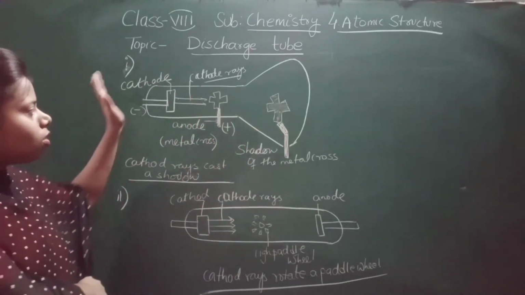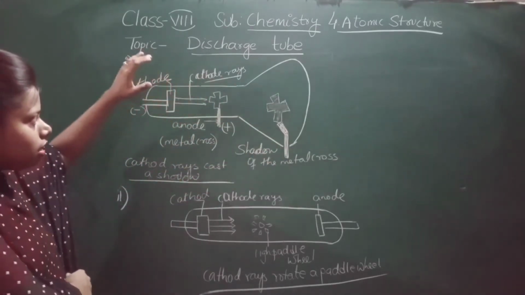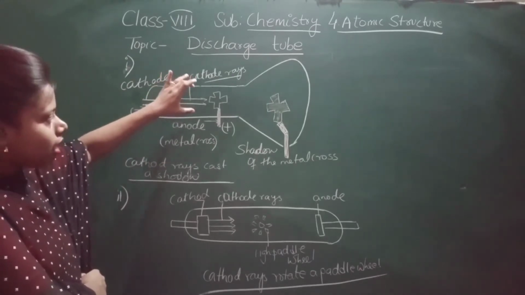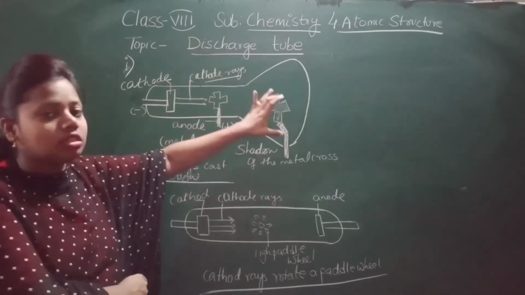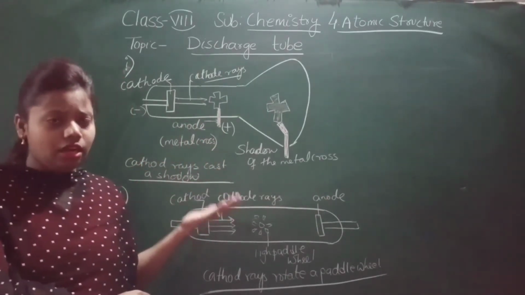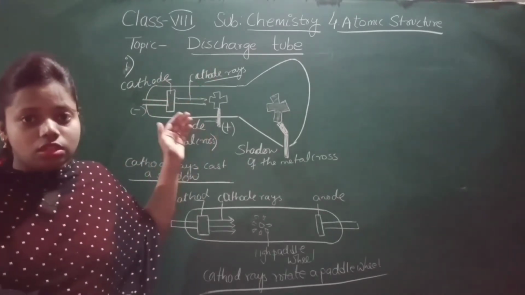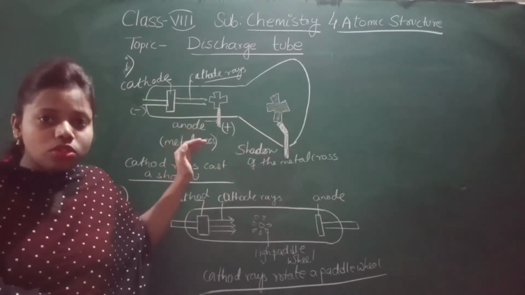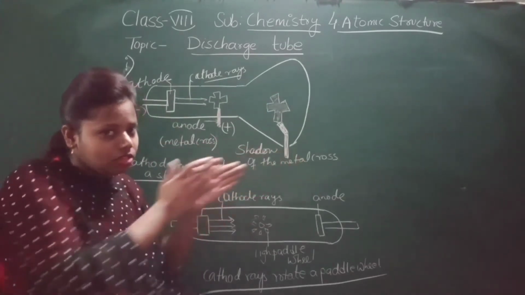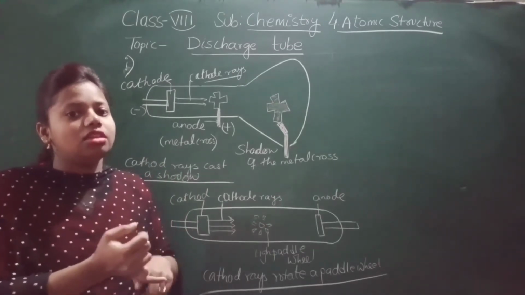So by this, what they observed was why it cast the shadow: it means cathode rays travel in a straight line. If cathode rays were not traveling in a straight line, they could have moved here and there. But as they have cast the shadow, this shows that cathode rays travel in a straight line. That is why they have cast the shadow. So the nature is that cathode rays travel in a straight line.